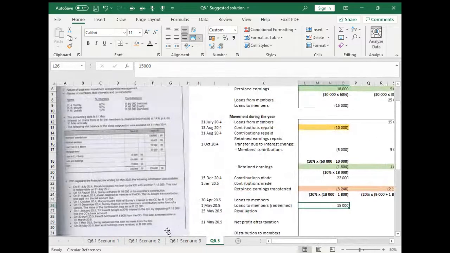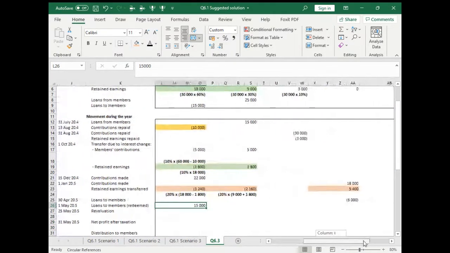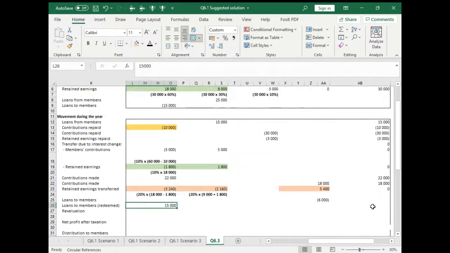Then on the 25th, they tell you that the land and buildings were revalued to 200,000. So that means they have increased the land and buildings, which was initially 150,000, and they say the market-related rate is actually more on the line of 200,000. So they're increasing your land and buildings to 200,000, and then the difference goes to your revaluation surplus account. Now, what you have to do here is you only show the 50,000 in the total column, which is the difference between the 200,000 and the 150,000.